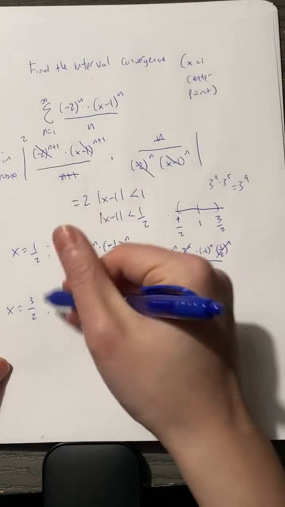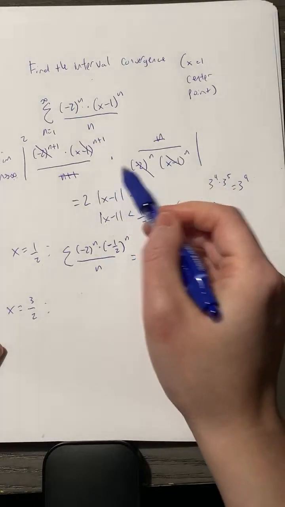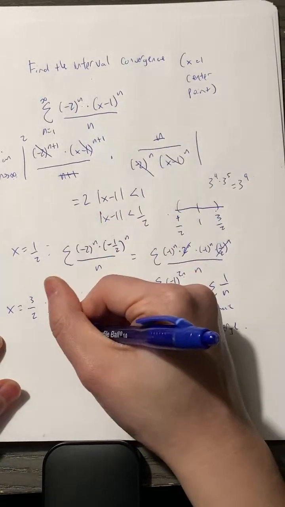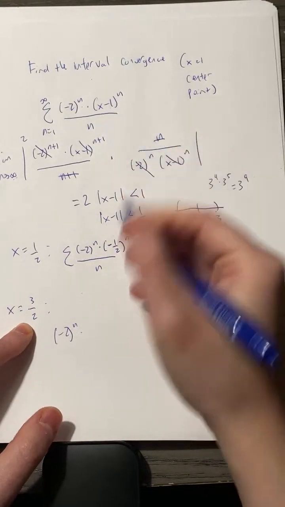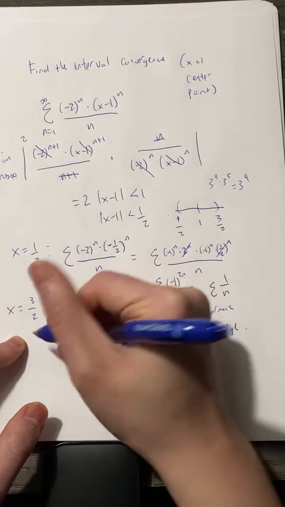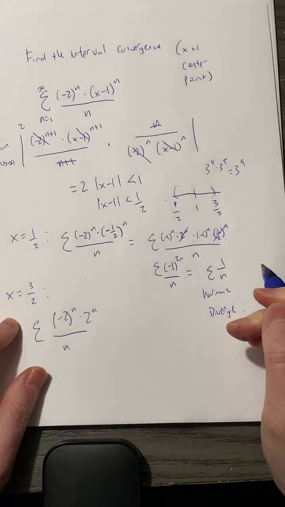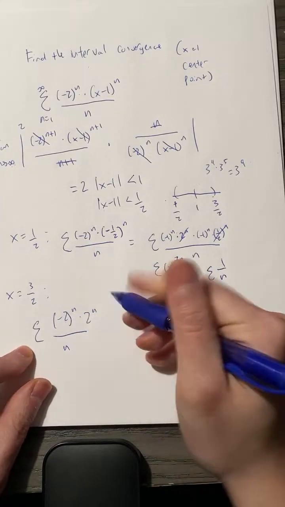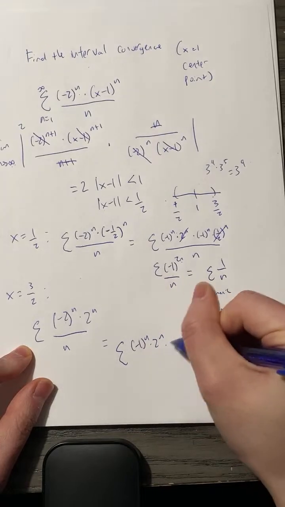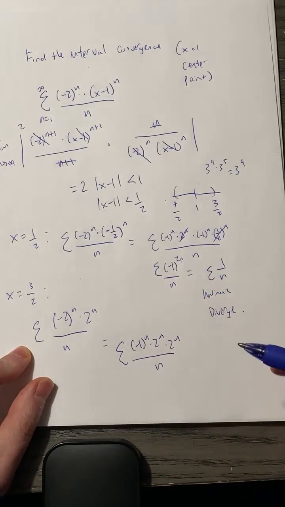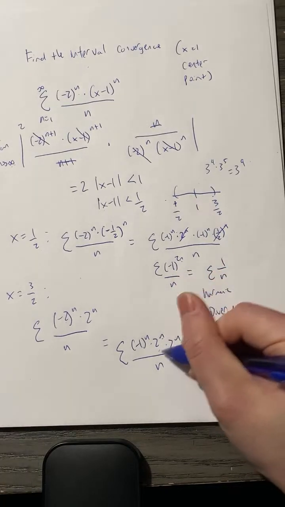But this diverges. When you plug in 3 halves, we're going to plug it into the general term, so it's over here on the top. 3 halves minus 1 is 1/2. And then again, what we do is we are going to split up this -1/2. Like so. And here it's the same thing. The 2 to the n times 2 to the n, these two, the bases don't multiply.